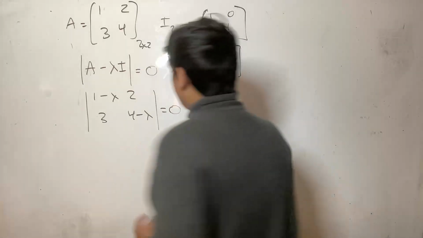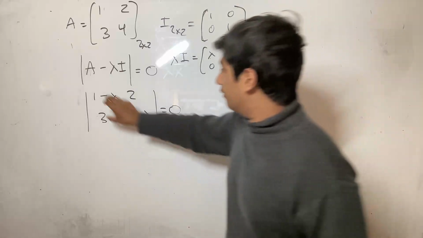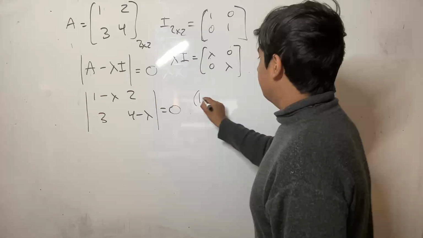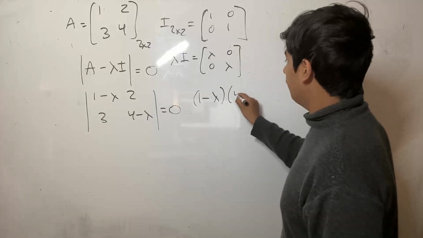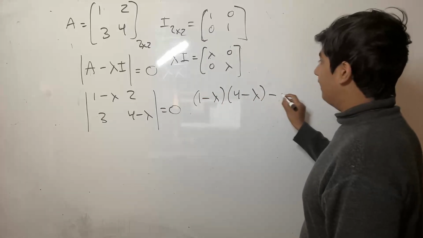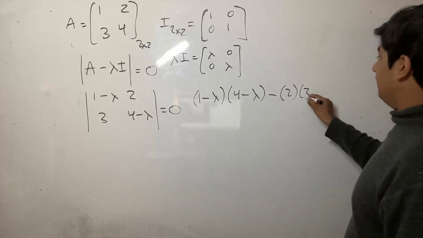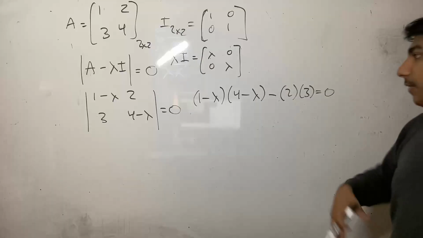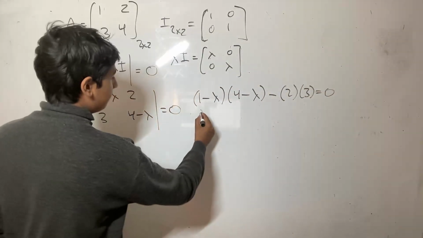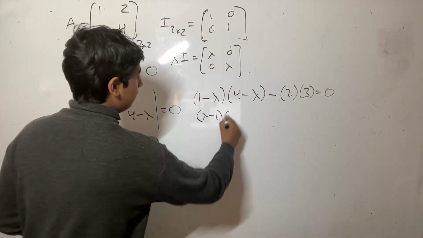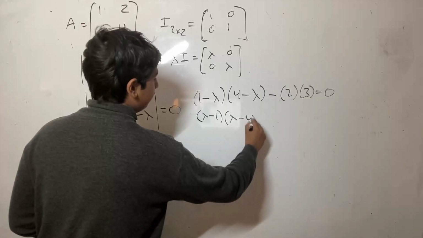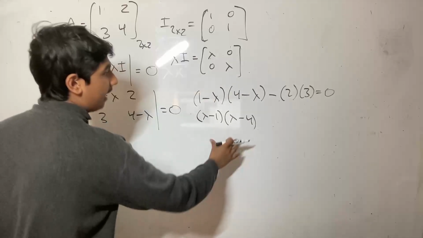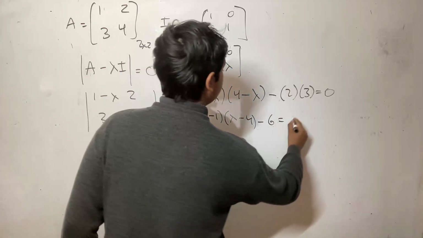Now remember, the determinant of a 2 by 2 is just AD minus BC, so we have 1 minus lambda times 4 minus lambda minus 2 times 3 equals 0. Now we'll see that this is just a quadratic equation. Remember, this is the same as lambda minus 1 times lambda minus 4. If you're confused, just factor out a negative from each; negative times negative is positive, so this is the same. And then minus 6 equals 0.